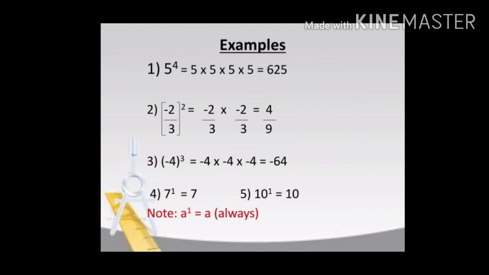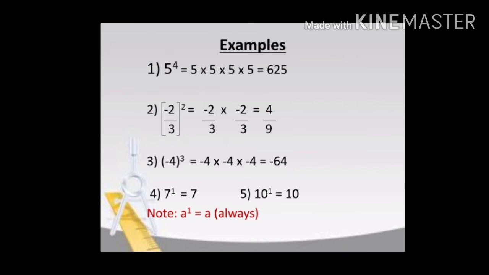For better understanding of the topic, we'll consider a few more examples. In the first example, 5 raised to 4 is equal to 5 into 5 into 5 into 5, which means 5 is multiplied 4 times and its value is 625. In the second example, we have a fraction, minus 2 upon 3 raised to 2, which is equal to minus 2 upon 3 into minus 2 upon 3, equal to 4 upon 9. Here we come to know that indices are useful in fractions also.